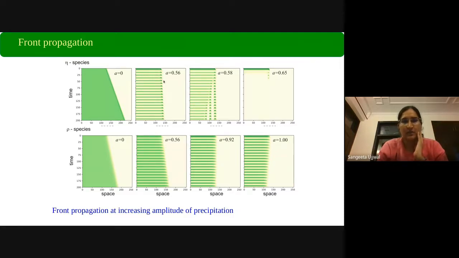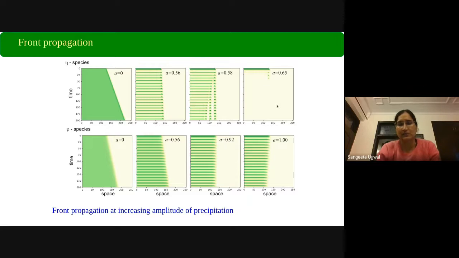So this is when the precipitation is constant, when there is no periodicity in the precipitation. But when we introduce the periodicity, when we introduce the forcing in the system, then we see that there are spatial patterns forming, and as we increase the strength of the forcing, these patterns, as time progresses, convert into B equals zero, the bare soil solution. So all the vegetation first goes into this horizontal stripe-like pattern, and then the vegetation disappears and we have just the bare soil solution.